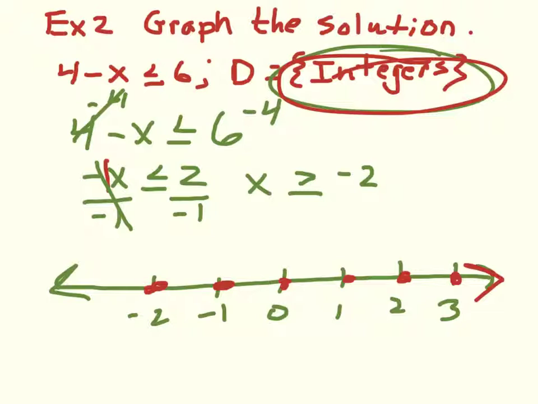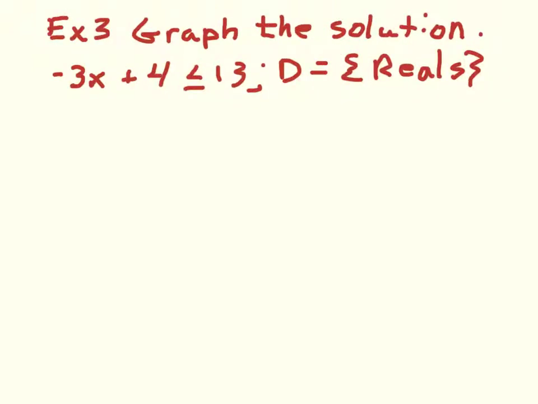Now, something I need to do is I need to add a negative 1 over here just to emphasize that negative 1's not part of it, okay? And I want to show that on my graph to show that negative 1 would not be part of the solution. All right, one more example.